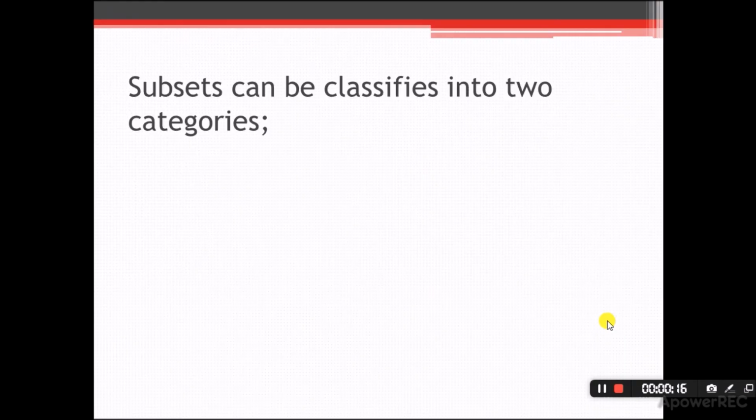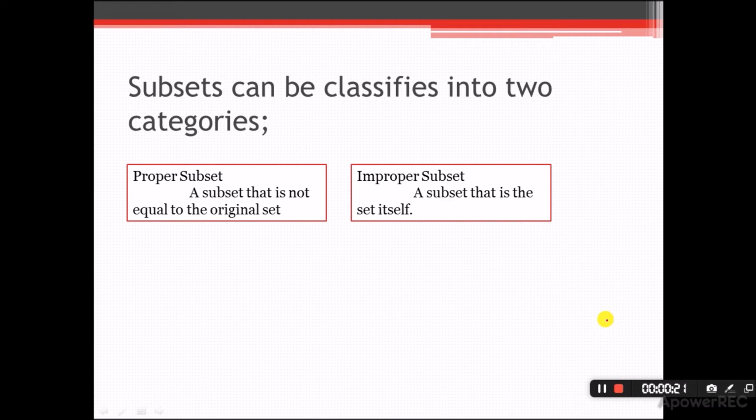Subsets can be classified into two categories: the proper subset and the improper subset. Aside from the difference in the spelling, with the letters IM, the proper subset is a subset that is not equal to the original set, while the improper subset is a subset that is the set itself.